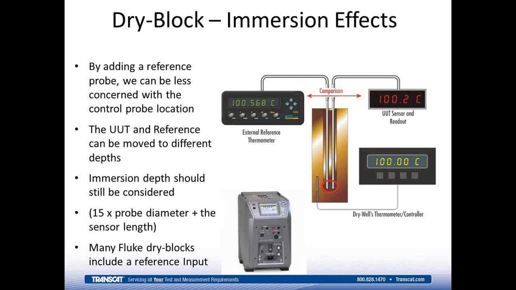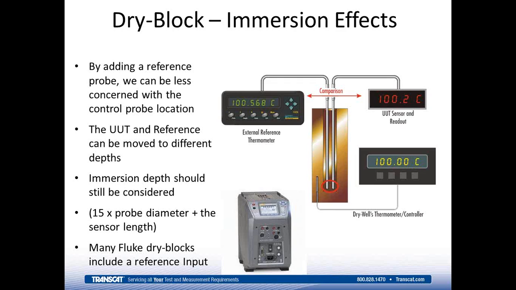We can compare a unit under test, or a UUT, to an external reference thermometer in a dry well, and when we do that, as you'll note in the red circle at the bottom of the dry well, we're comparing the unit under test to an external reference. We're simply using the dry well in this case as a medium or a heat source or an environment for the probes to be in while we do that comparison. This helps us to be less concerned with the overall depth of the probes. You could get away with calibrating a shorter probe, for example, because I'm not as concerned about the actual control probe of the dry well that's embedded inside the instrument.